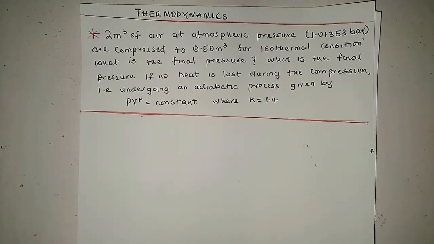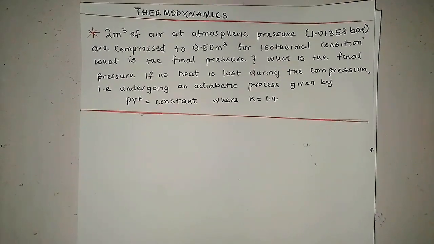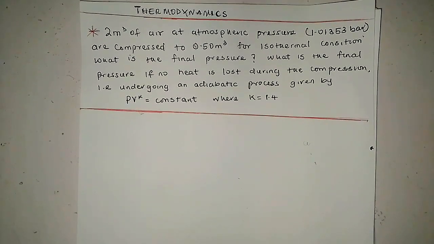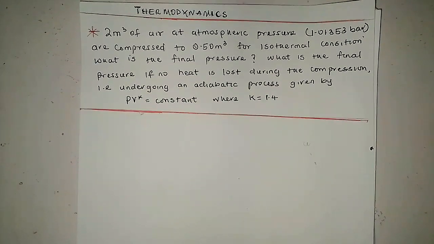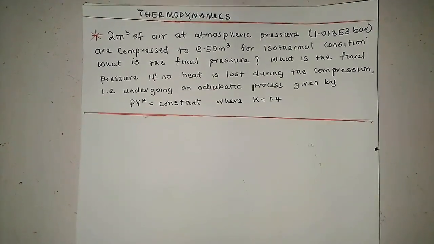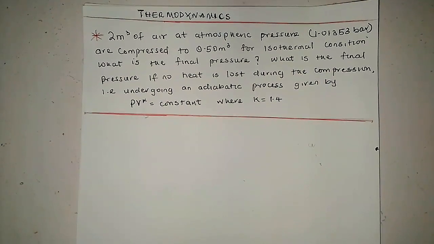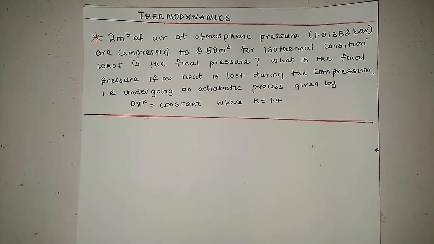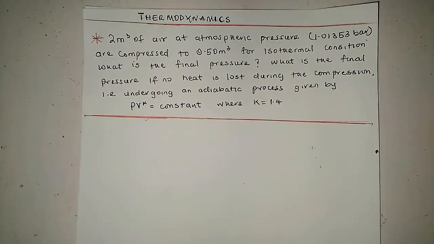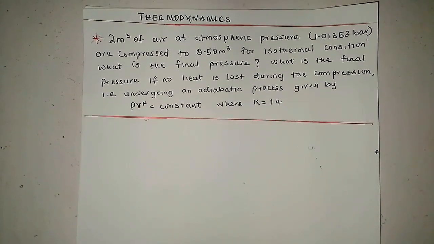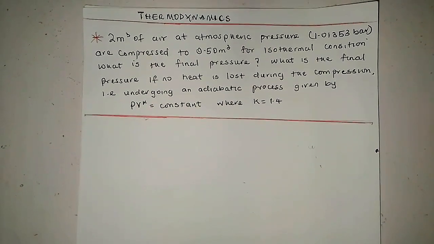So we're going to be looking at another question. This is a question on thermodynamics, basically, also on fluid mechanics, actually. The question we have before us is: 2 meter cube of air at atmospheric pressure of 1.01353 bar are compressed to 0.50 meter cube. From isothermal condition, what is the final pressure? Now let's pause and take that first aspect.